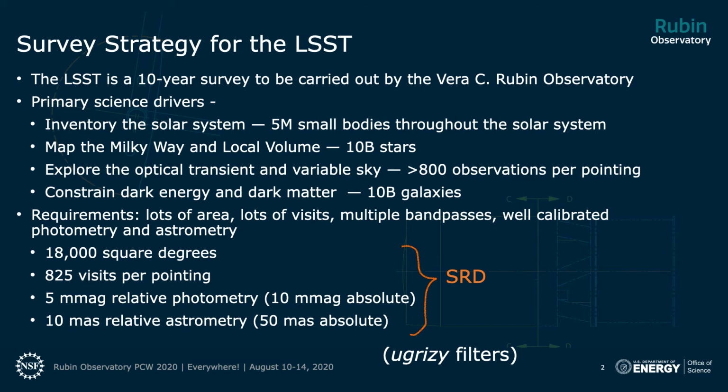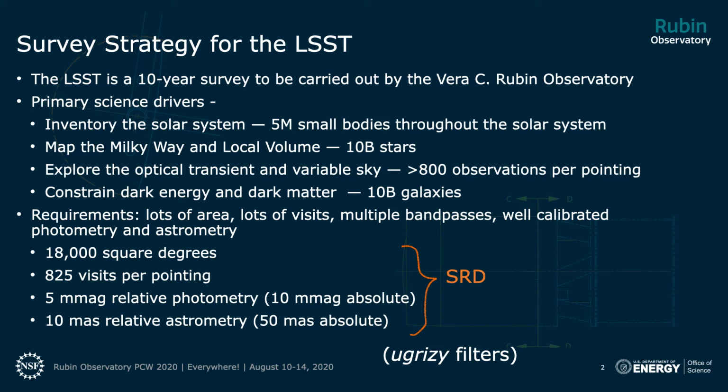So, for starters, the LSST is a 10-year survey to be carried out by the Vera Rubin Observatory. Rubin Observatory has a 6.5 meter primary mirror and a 9.6 square degree field of view. The telescope is located in Chile, so this is a southern hemisphere survey.